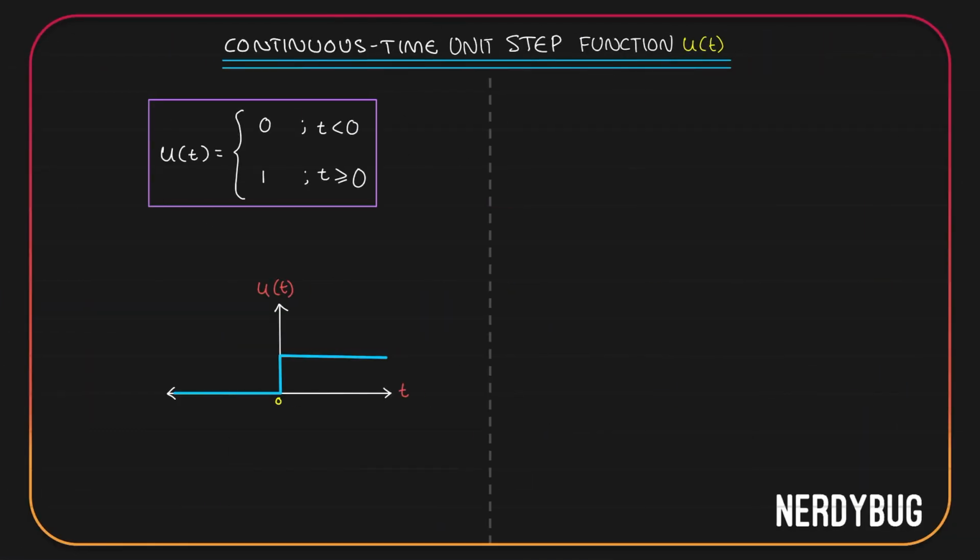Let us start with continuous time unit step function. It is denoted as u(t). And u(t) is 0 for all t less than 0 and it is 1 for all t greater than or equal to 0. So on a graph it can be shown like this. It is 0 at first and then at 0 it becomes 1 and continues to be 1.